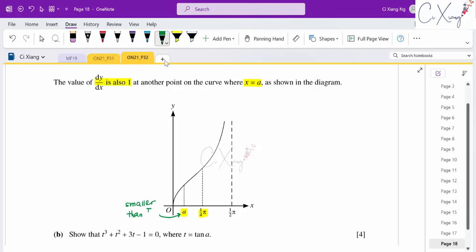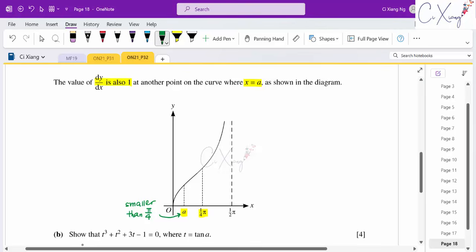This will be useful for you to answer the question later. All right, so we have to fully utilize the diagram provided in the question actually. Okay, so from here, I actually know one piece of information: a is a value smaller than pi over 4.